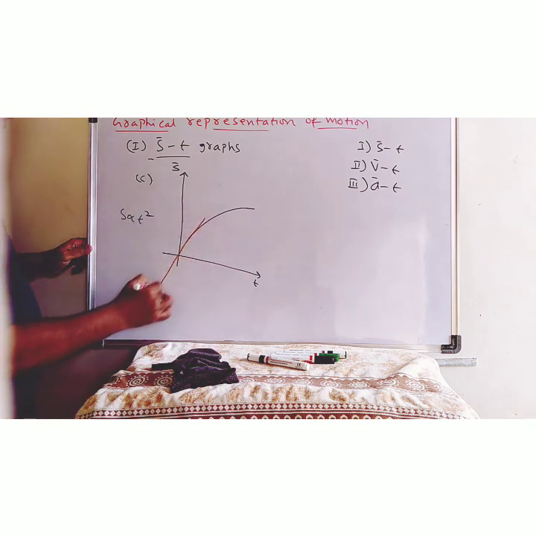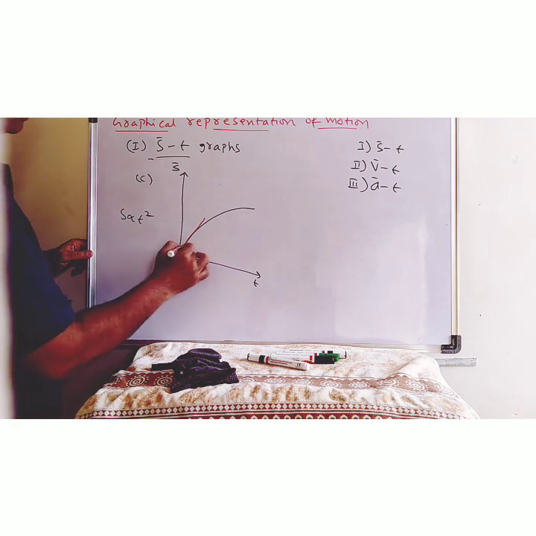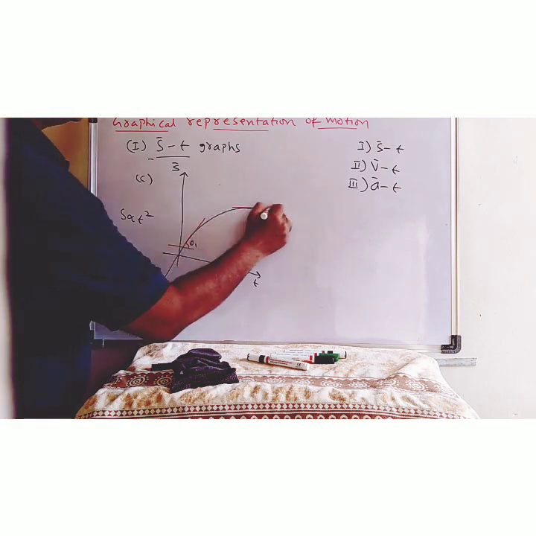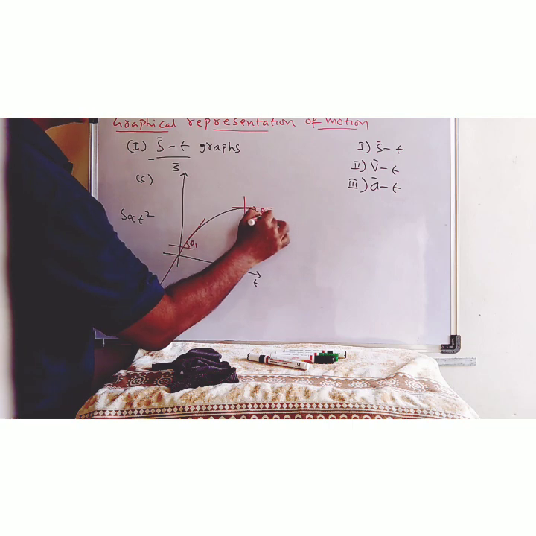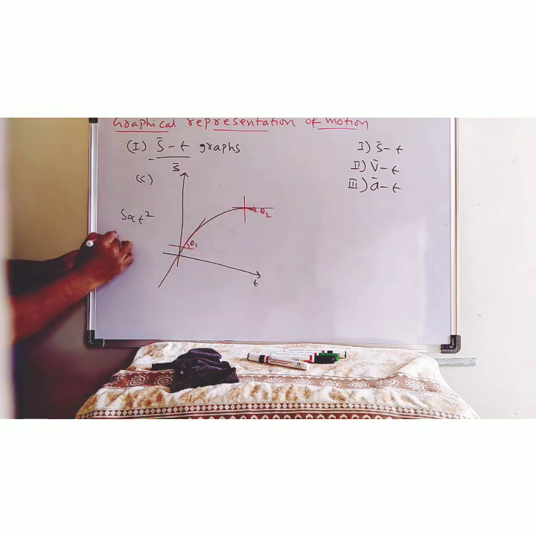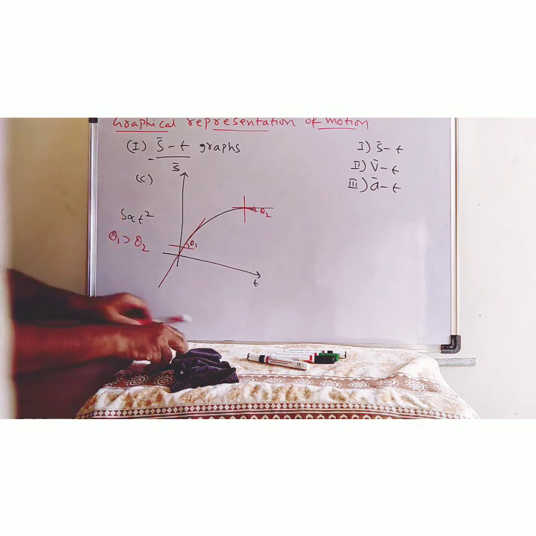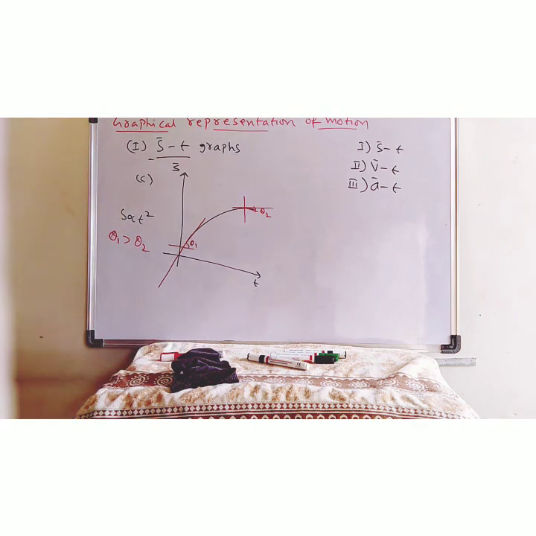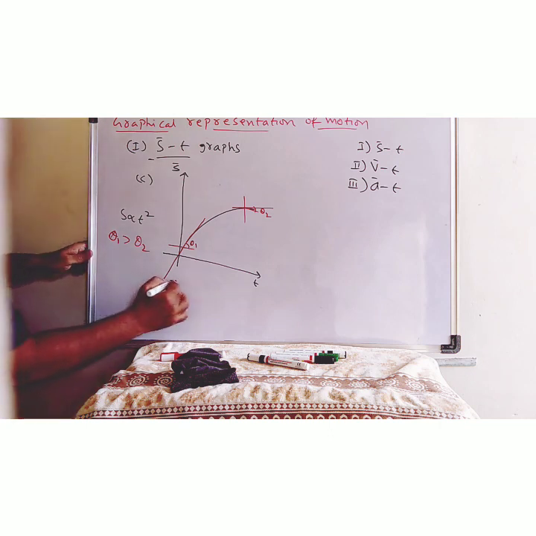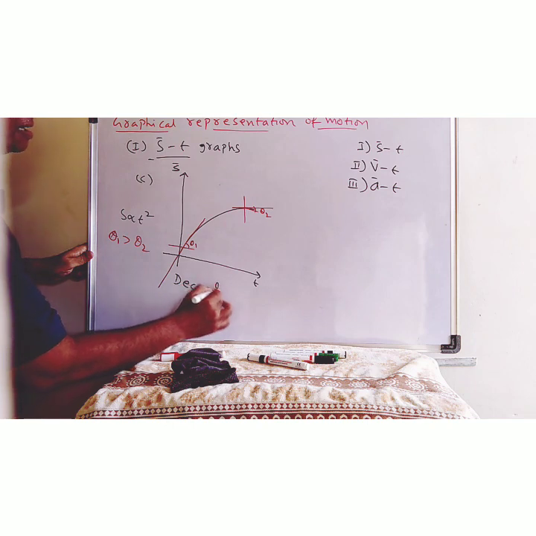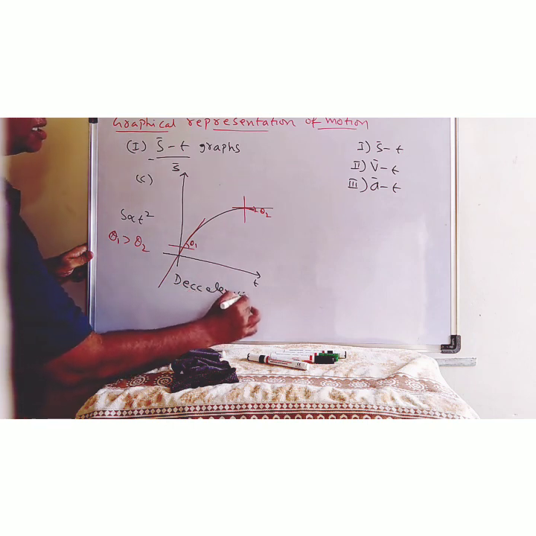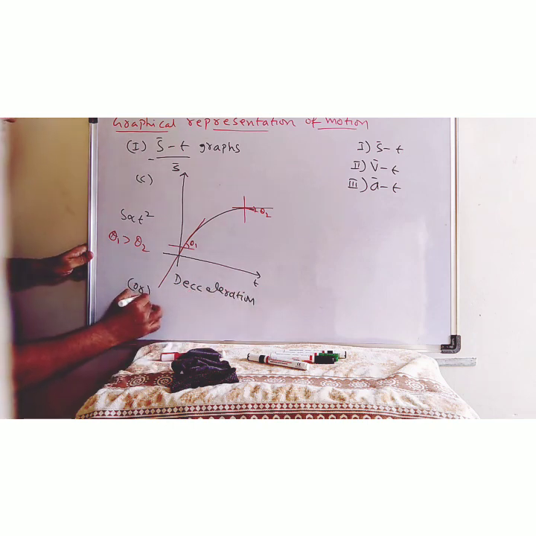Observe here carefully. Suppose you look at theta 1, and this one is theta 2. Now tell me, theta 1 is greater than theta 2. What does this graph show here? The graph shown here is nothing but a deceleration graph. This is deceleration, or we can say it's a negative acceleration.